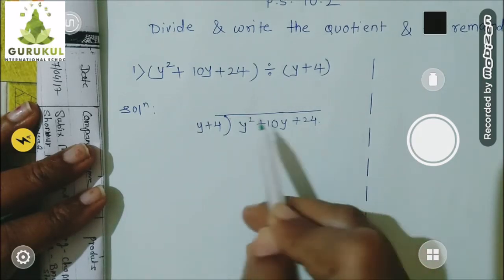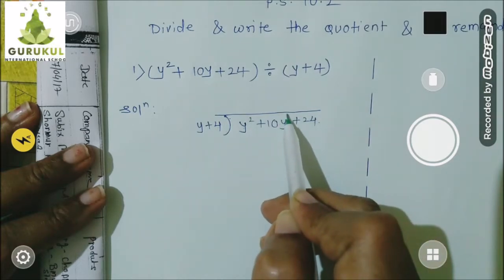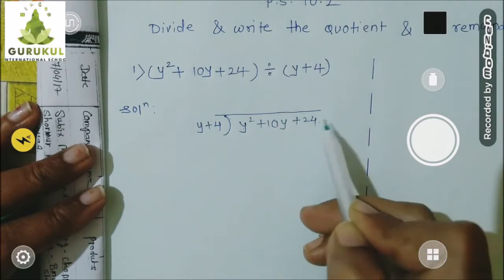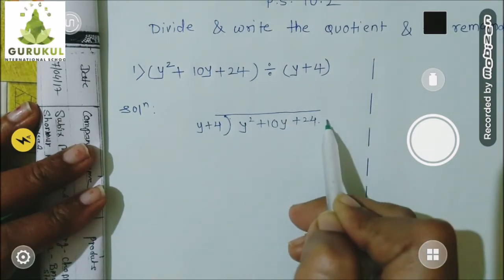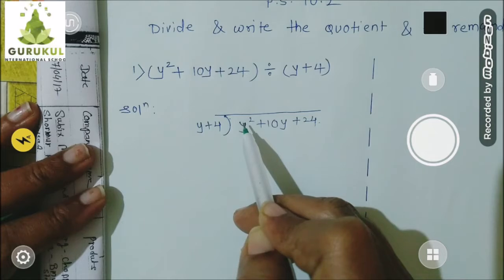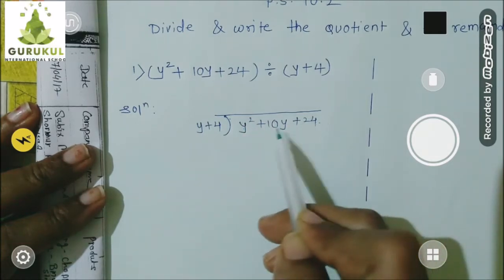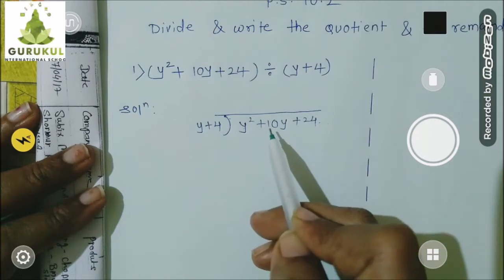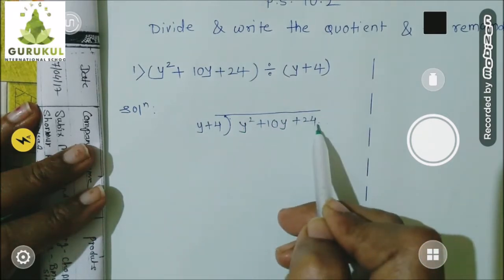The answer is yes. y raised to 2, then only y means y raised to 1, and constant means y raised to 0. So the powers are 2, 1, 0. It means they are arranged in descending order of power. It should be. If it is not, we have to arrange it according to descending order of power. But in this example, it is already arranged.